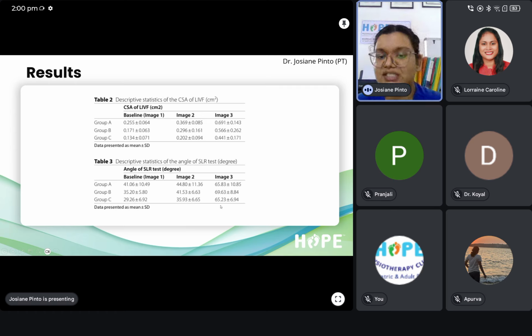And then it all went into the 60s in image 3, that is after 48 hours for the SLR test. So it went to 65.83 degrees for group A from 41 initially, and 69.63 in group B from 35 originally, and group C was of course 65.23. So here again we see significant changes from the baseline.